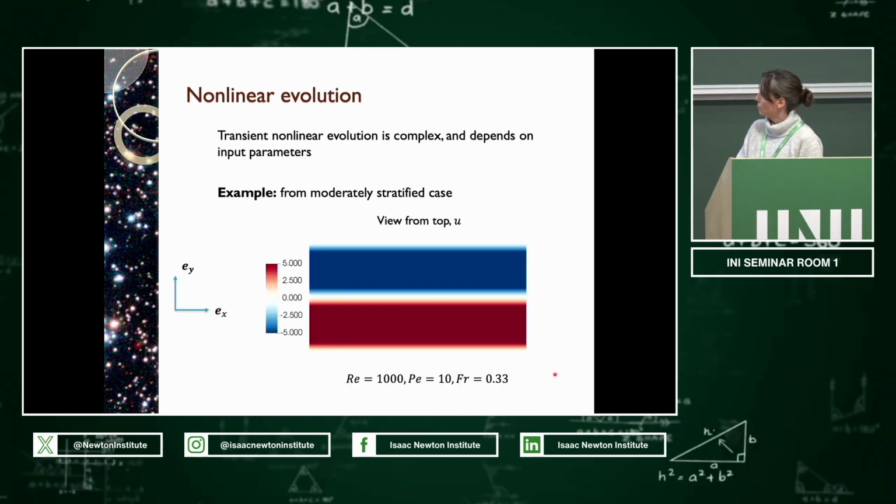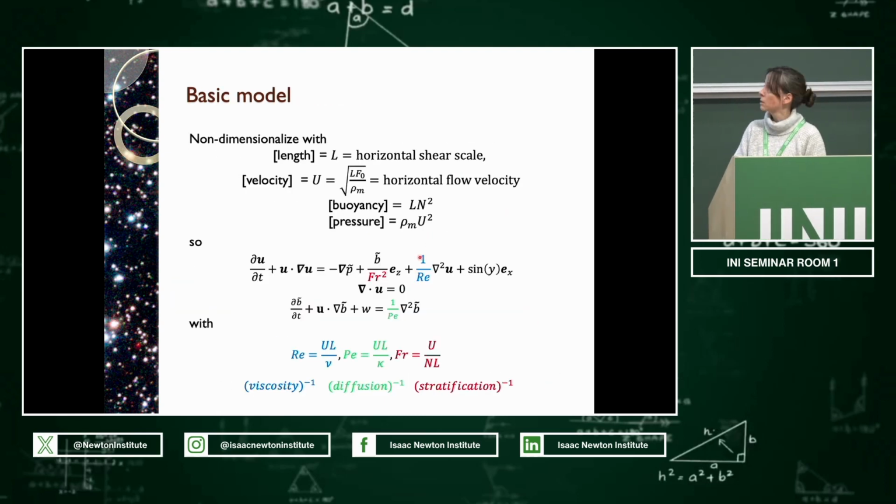When you non-dimensionalize these equations with some reasonable units, the unit length is just the horizontal shear scale, the unit velocity is the anticipated horizontal flow velocity, and buoyancy is L N squared, L being the horizontal shear scale, and then the pressure. You end up with the same equations, non-dimensionalized, and you see the usual suspects, the Reynolds number, the Peclet number, and the Froude number. Reynolds is a measure of the inverse viscosity, Peclet is a measure of the inverse buoyancy diffusivity, and Froude number is the inverse stratification.